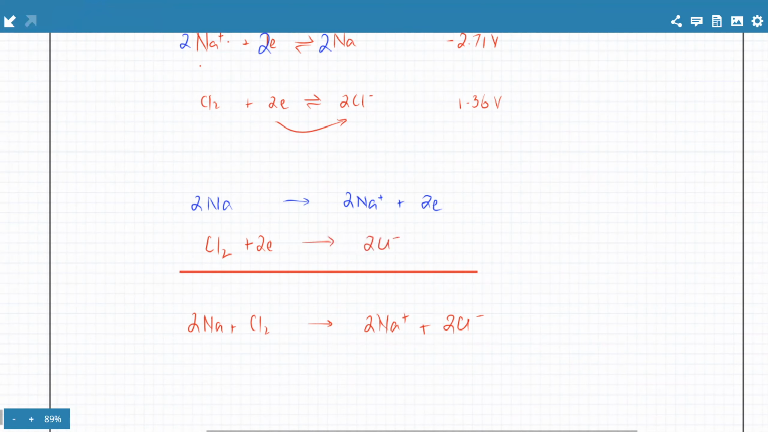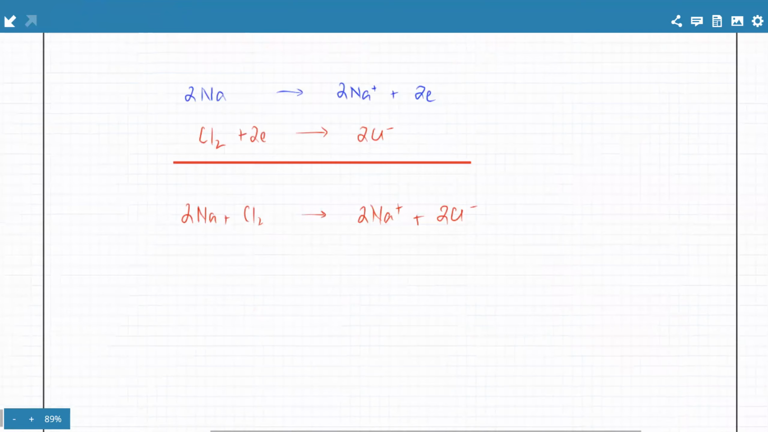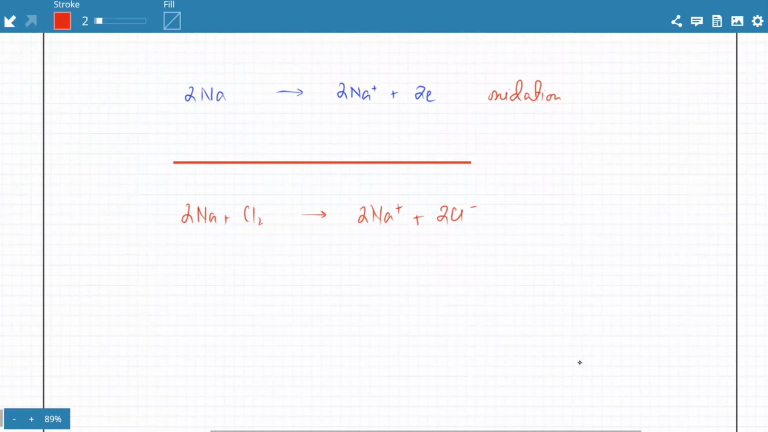But now what I'm going to do is remove one of the equations. The first one is the oxidation equation, and the second one is going to be your reduction equation, right? So I'm going to remove the reduction equation, and we're going to try and do the reverse. So we have our overall equation, and by looking at the overall equation and the oxidation equation, I'm going to figure out the missing equation.